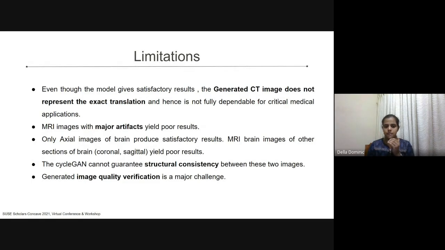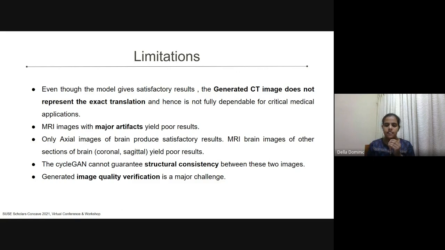Another major defect is not handling major artifacts. If the MRI image that you have at hand has major artifacts or major defects in terms of noise or any other poor representation in terms of intensity or whatsoever, no matter how good the model is, the end result of the translation will be poor.